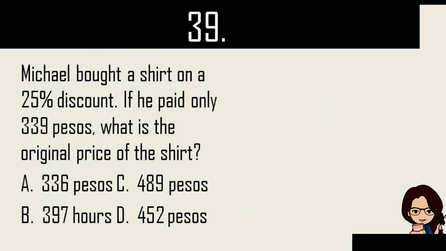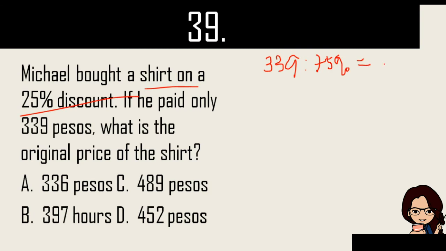Okay? Number 39, Michael bought a shirt on a 25% discount. If he paid only 339 pesos, what is the original price of the shirt? Lagi din daw lumalabas ito. So, paano natin gagawin yung equation? Ganito lang yan. Ang sabi, yung shirt daw na binili niya ay 25% ang discount. So, ibig sabihin, yung 339 na binayaran niya, okay, yan ay basically equivalent sa 75% lang ng original price. Tama? Kasi, may 25% discount eh. So, ang 339, yan ang 75%.